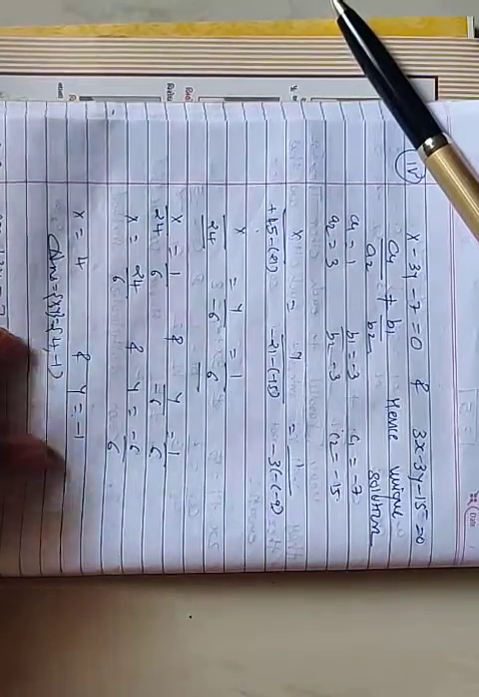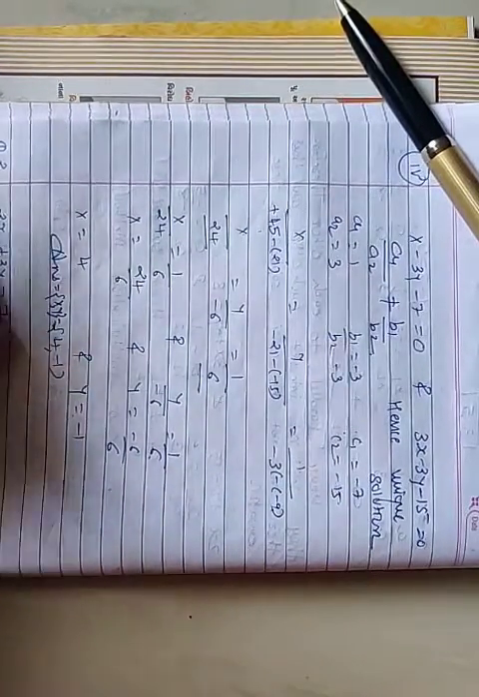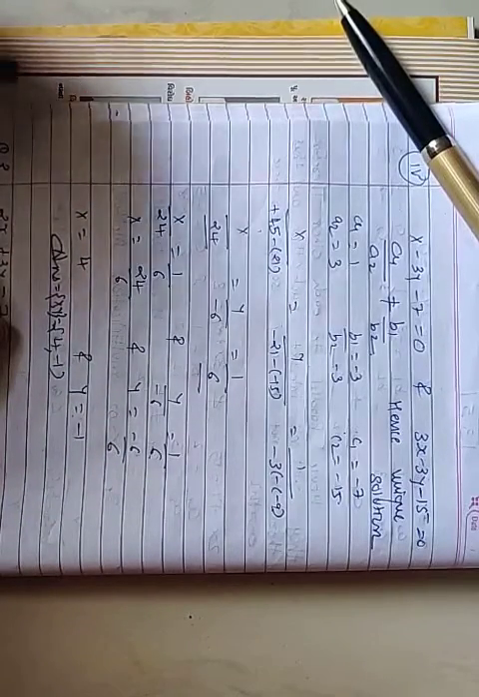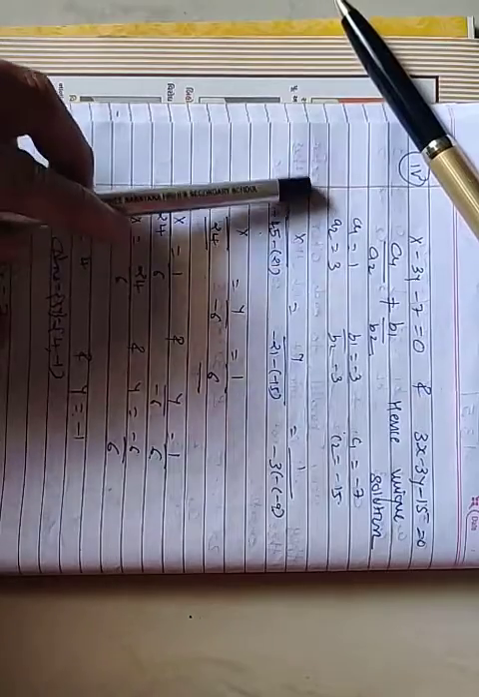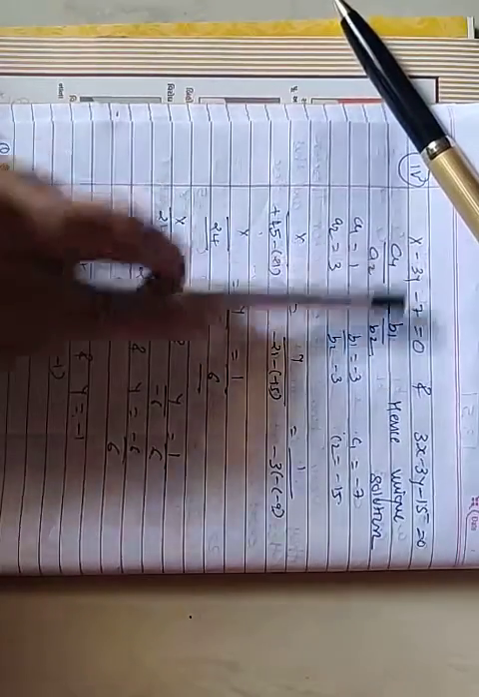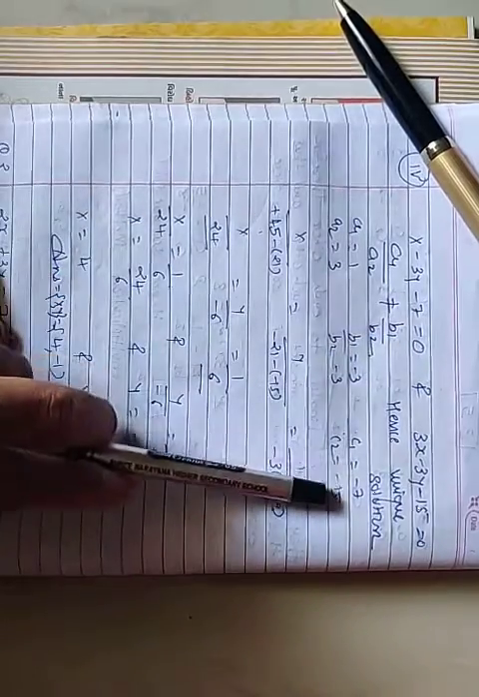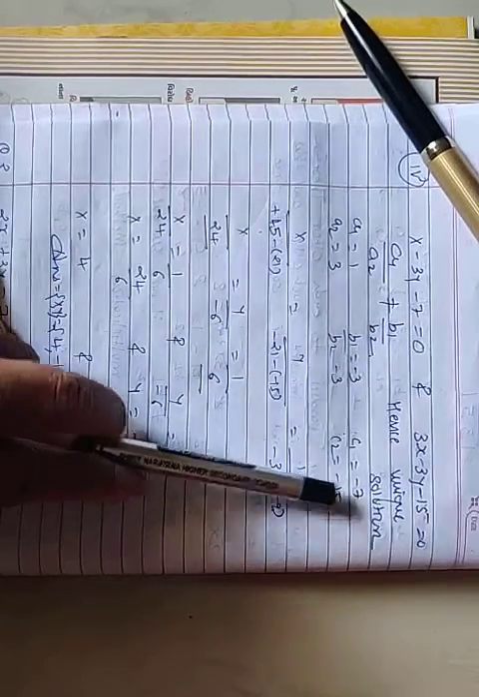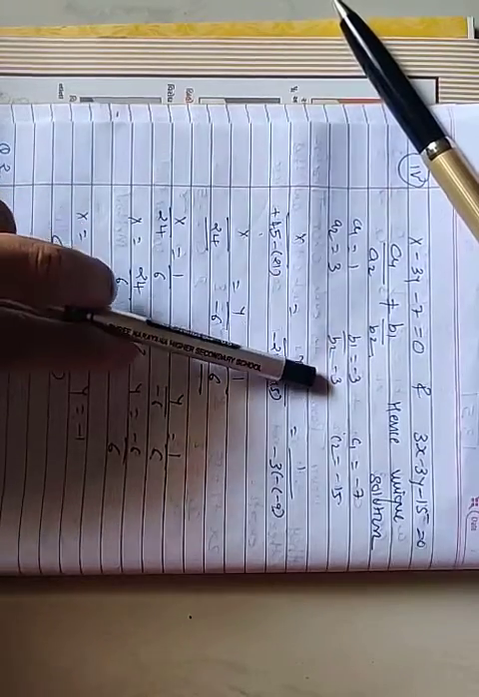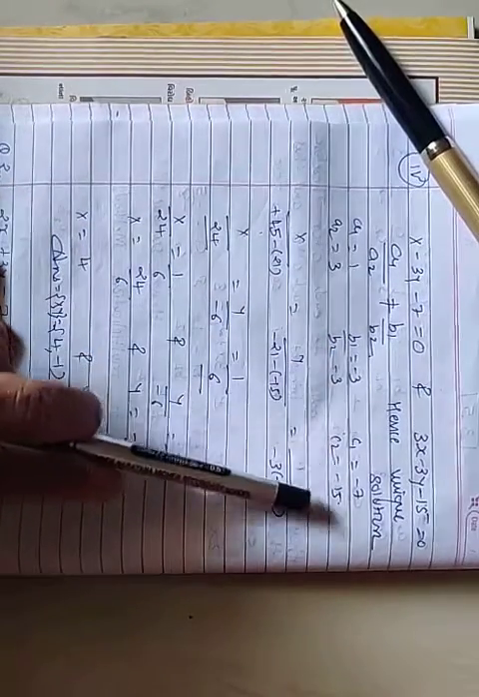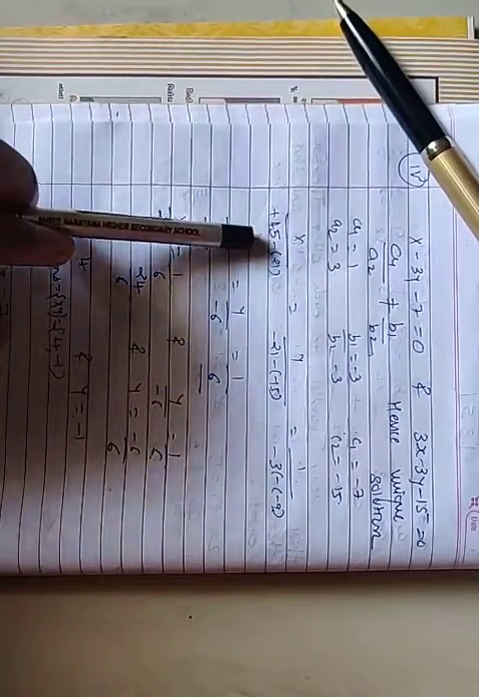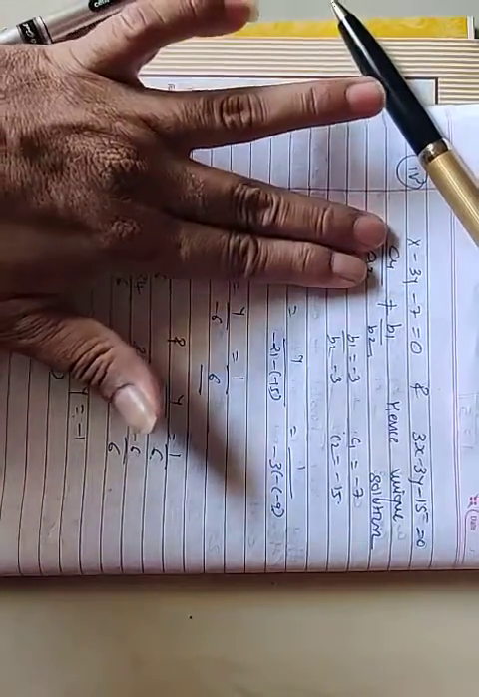Now, to make this particular thing very easy, without using a formula in a proper way, I am writing in a different form. a1 is equal to 1, b1 is equal to -3, c1 is equal to -7. Now a2 is equal to 3, b2 is equal to -3, c2 is equal to -15. Here, when I am finding out the x, I have to put the fingers over here.